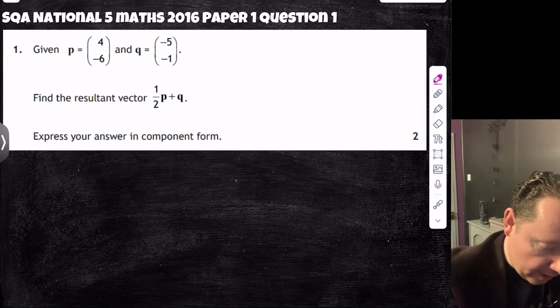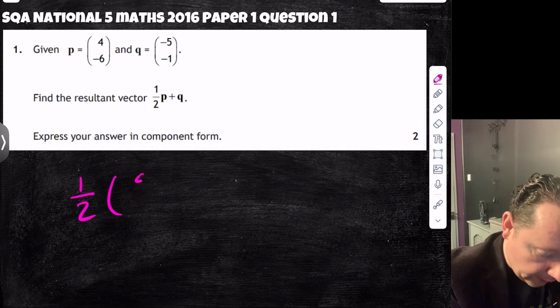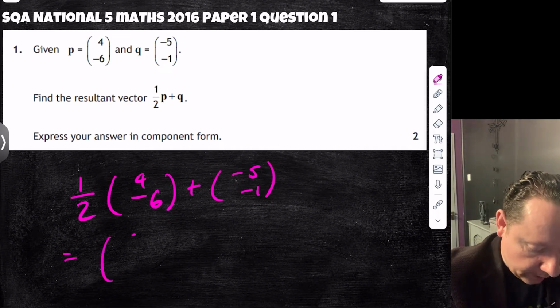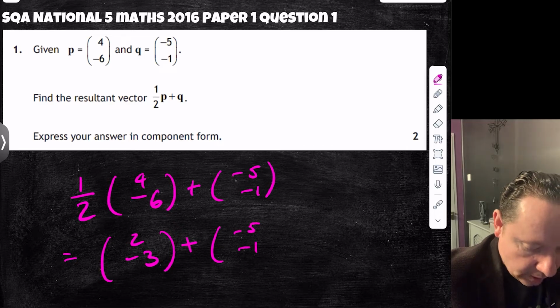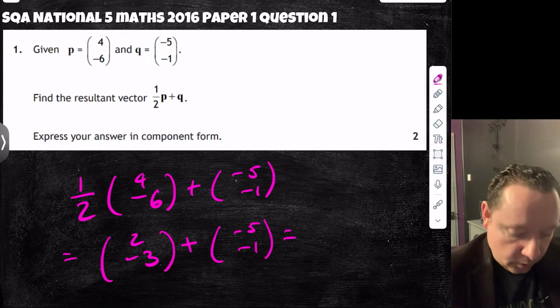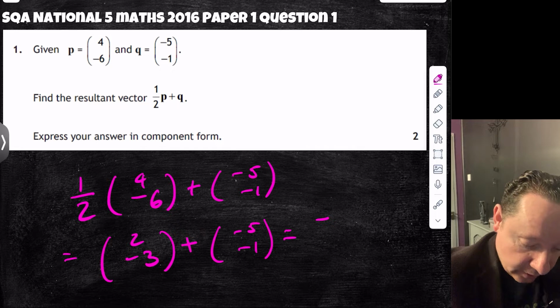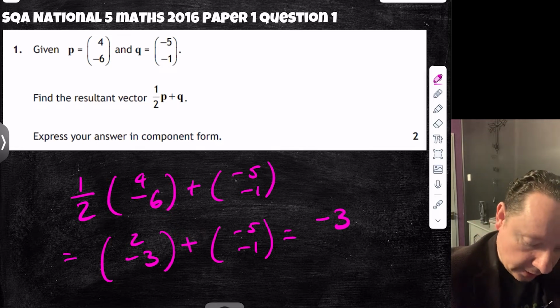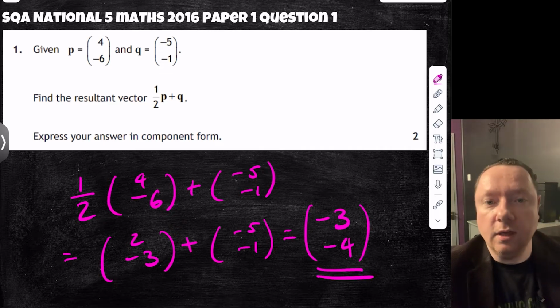Okay, so let's do a half of p plus q. So that is going to be a half of (4, -6), which is p, plus (-5, -1). So that equals, we can just half the numbers. That's (2, -3) plus (-5, -1). Add the top: 2 plus -5 is -3. -3 plus -1 is -4. And we're done there. (-3, -4) is our answer.